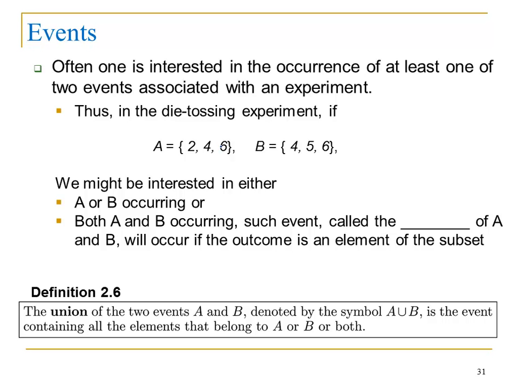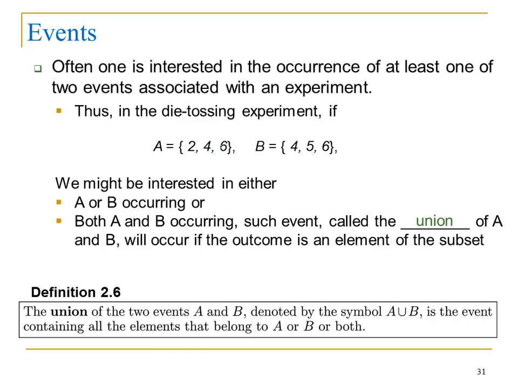Okay, so often we're interested in the occurrence of at least one of the two events associated with an experiment. So we talked about the intersection. Now this is a different concept. So let's look at the example. We have A and B, A equals 2, 4, and 6, B equals 4, 5, and 6. We might be interested in either A or B occurring. So it could be one or the other, or both A and B occurring. Such an event is called the union of A and B.